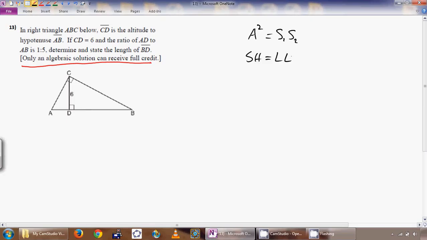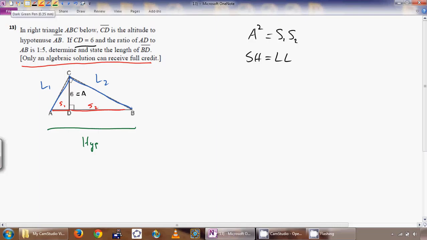Because I've got that right angle. So I'm going to put in the givens. CD is 6. They put that in, and that's my altitude. You know what? Let me label everything. This is my hypotenuse. Then these are my legs, and I'll call it leg 1, leg 2. This is segment 1, and this is segment 2.